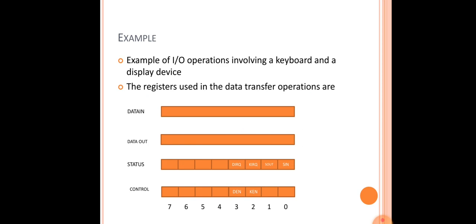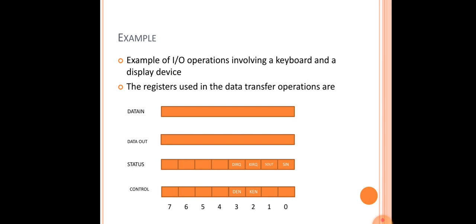Now these are the 4 registers involved in the IO operation of keyboard and display device. First is data in, it is the data buffer associated with keyboard. Then data out, data buffer associated with display. Then a status register which is having 4 relevant status flags: SIN, SOUT, KIRQ, DIRQ. SIN is the status flag associated with keyboard. SOUT is the status flag associated with display. These two flags we have already discussed.